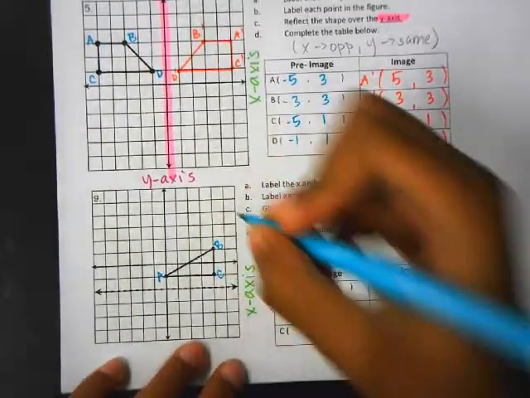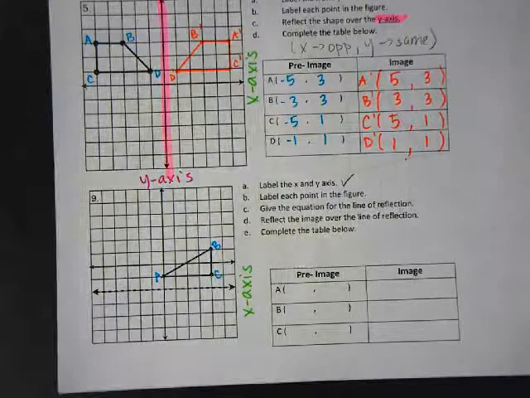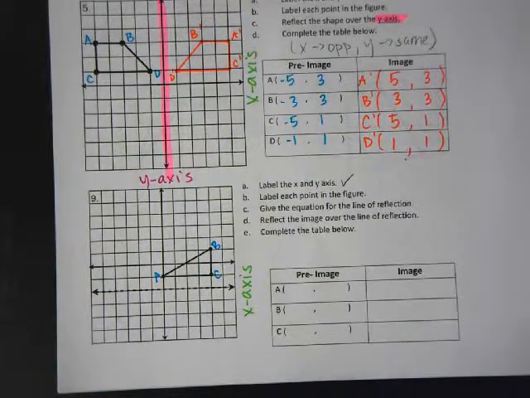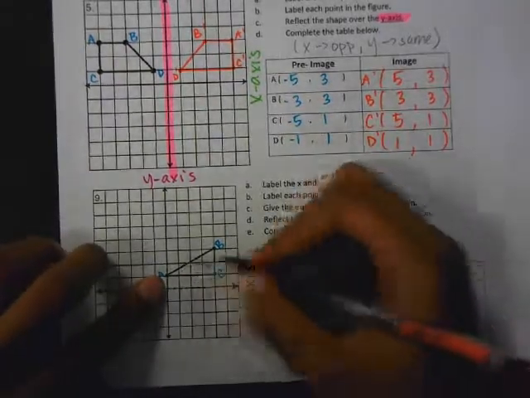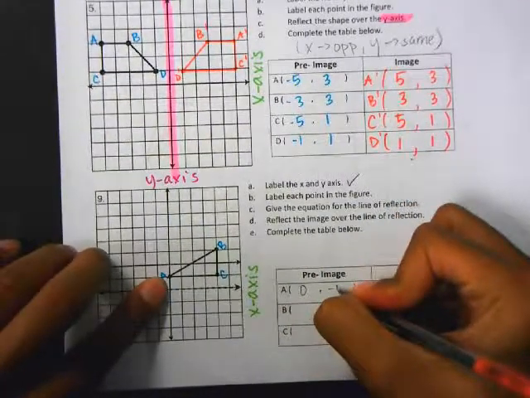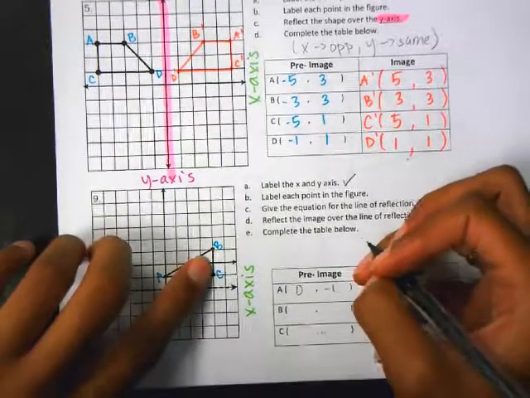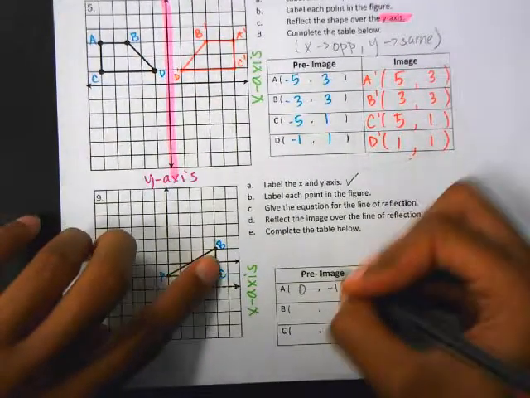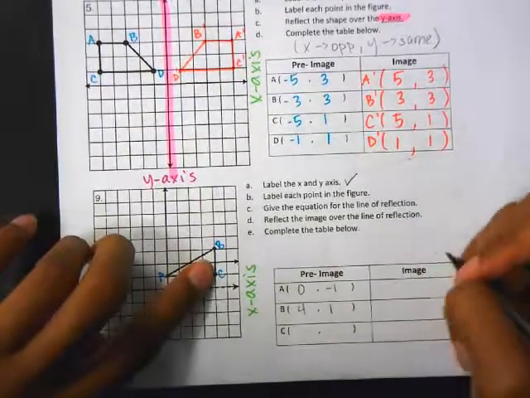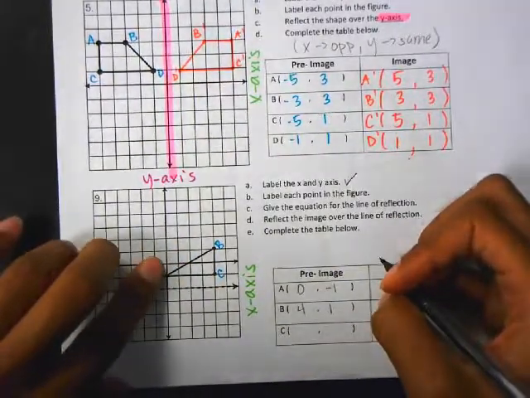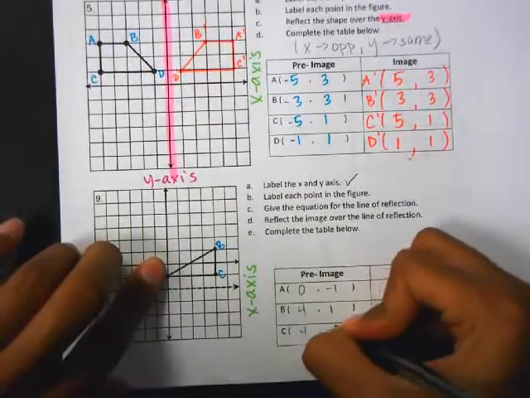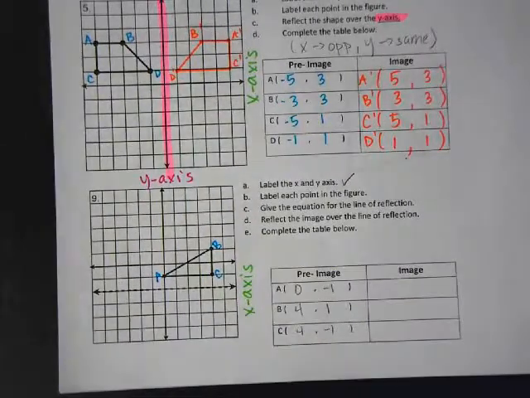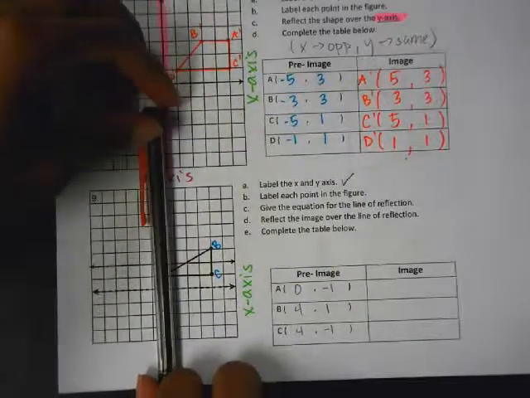Now, after you label each vertex, you need to get the points or the coordinates for each vertex. So A is at 0, -1. B is at 4, +1. And C is at 4, -1. Okay? Now, just to be clear, this is your y-axis and this is your x-axis.